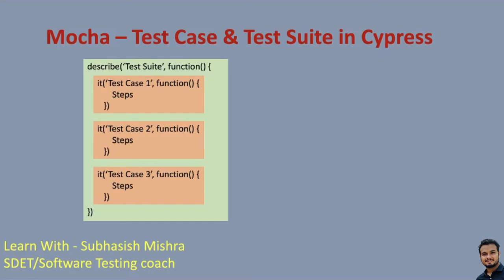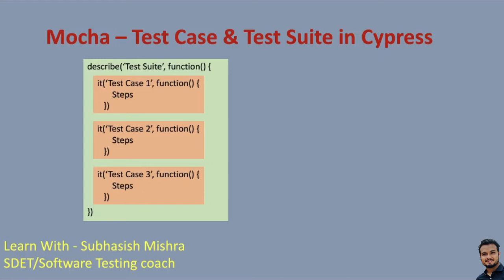Okay. And you can keep all your test cases inside that. So, we know a test suite is a collection of test cases. So, the describe block contains the test suite and inside that we have multiple test cases. Here you can see test case 1, test case 2 and test case 3. So, where will these test cases be? It will be inside the it function, right.